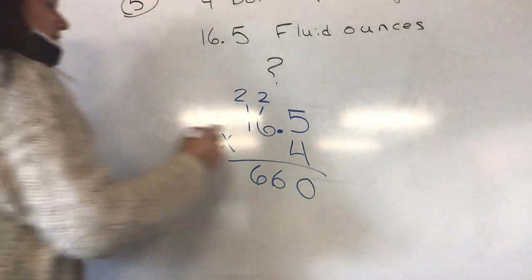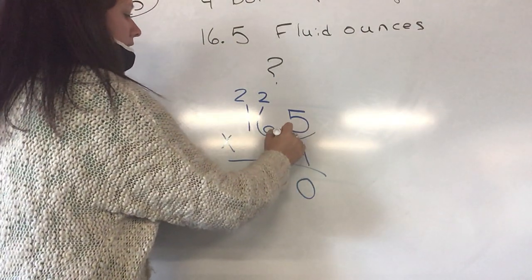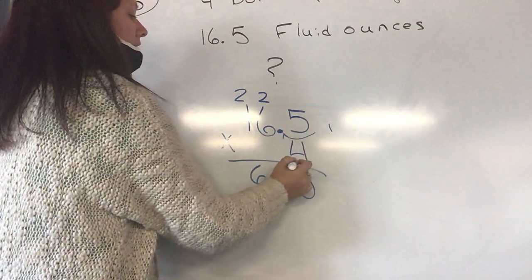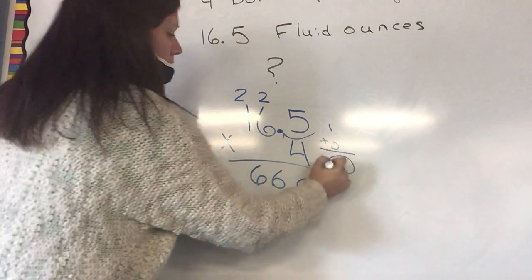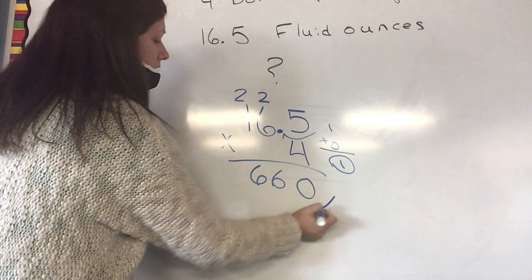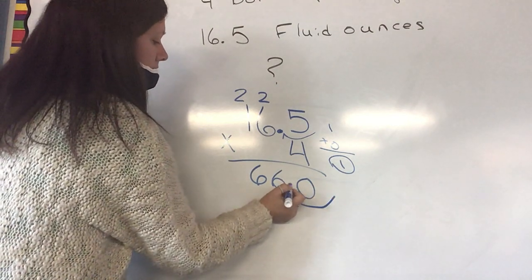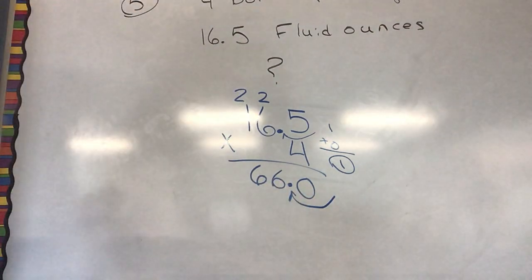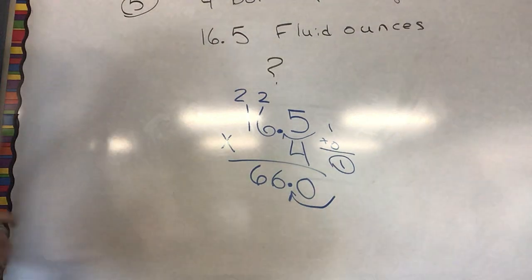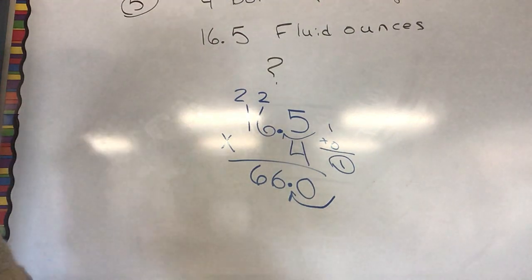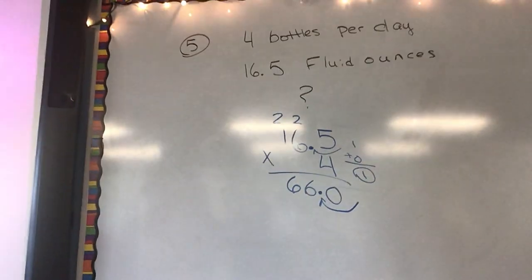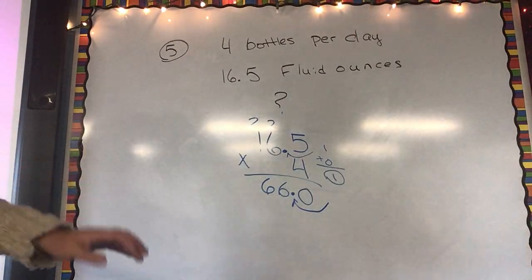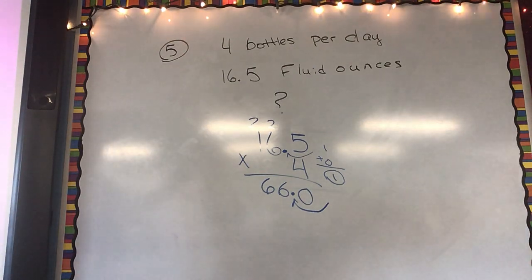My decimal. So let's count. How many decimal places do I have here? 1. How many do I have here? 0, for a total of 1. Here we go. Ready? 1. So how many fluid ounces is she drinking a day? 66.0 or just 66. My decimal at the end would not change the value, so I could just say 66 as a whole number for that one. Questions on that story problem?